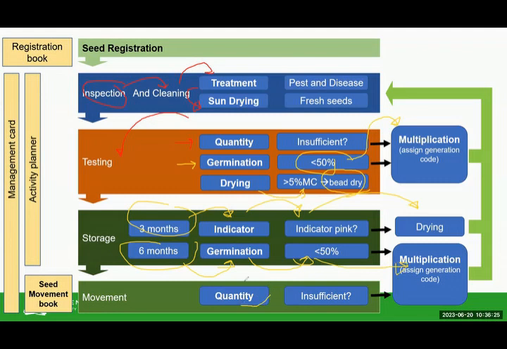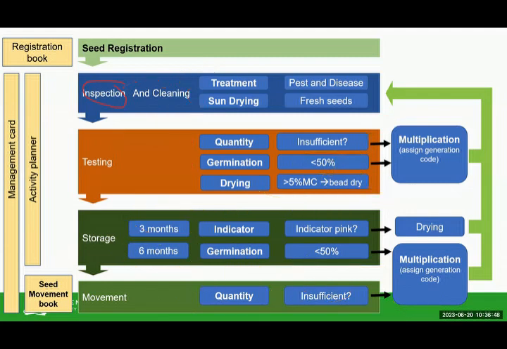And then we have to check quantity. If the quantity is insufficient, again, we have to go for multiplication. We have to increase, and then the stock again is kept inside the community seed bank. So this is actually the flow chart of operations that we have to take care of while working in a community seed bank. I will share these presentations and these diagrams, don't worry. And also the recording of this will be there.